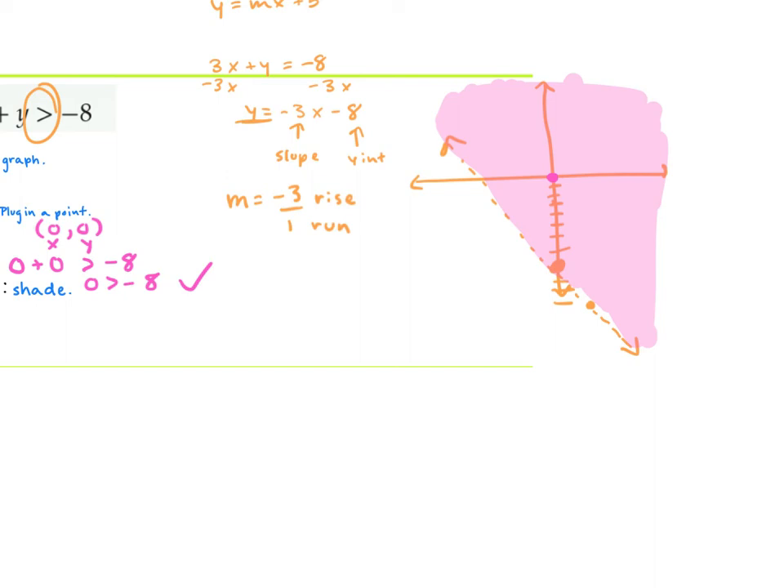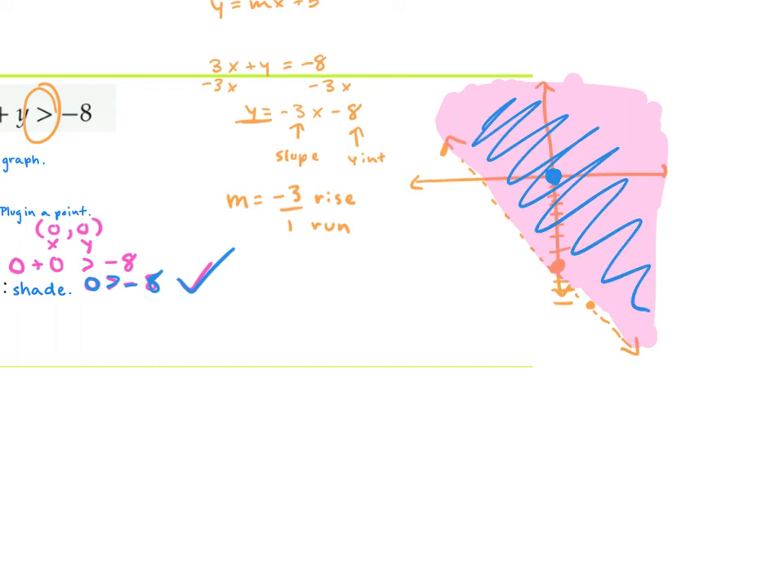Okay, so for shading, we plug in any point. We picked to plug in 0, 0. If it works, so we got 0 is greater than negative 8, this is true. That means we're going to shade everything on that side that the 0, 0 is on. If it doesn't work, we shade the opposite side.